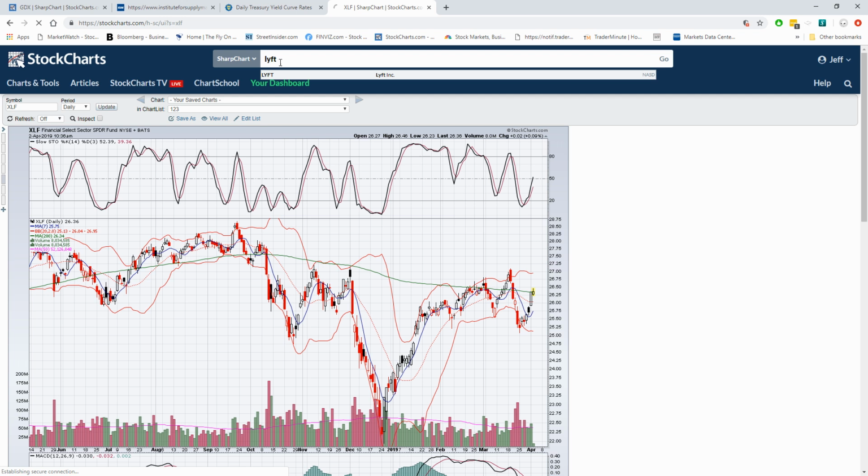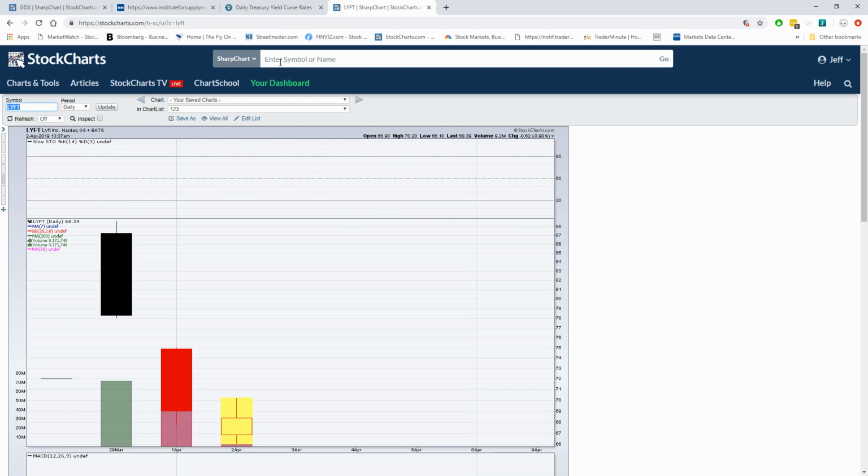LYFT IPO'd, and this is a company that's releasing stock. What are they essentially doing? They're selling themselves and issuing ownership, or issuing equity, which is essentially ownership. And the stock's been sold pretty much since the IPO. Today, it's finally seeing a little bit of a bounce.